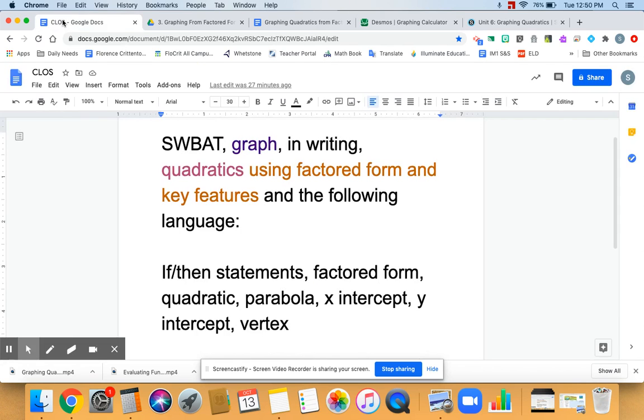So using the language in the CLO, what did you learn how to do in this lesson?